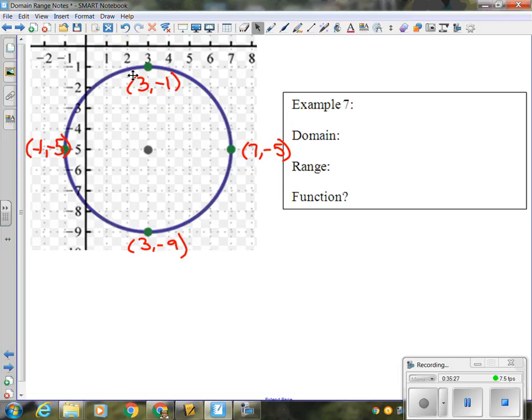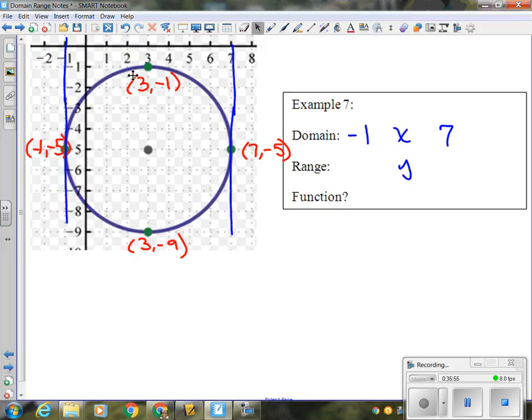Okay? So if I'm looking at my domain, what letter should go in the middle? X. What letter should go in the middle if it's range? Y. So when I do domain, I want farthest to the left to farthest to the right on the x-axis. So what is the lowest x number? What's the farthest to the right x number? -1 to as high as 7. So -1 goes on the left of x, 7 is on the right of x.